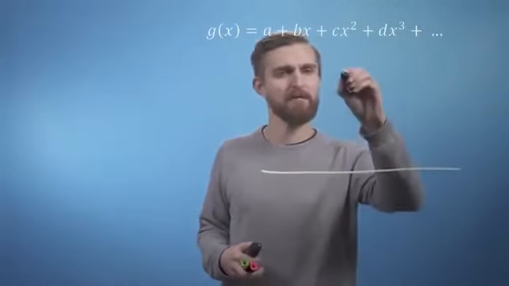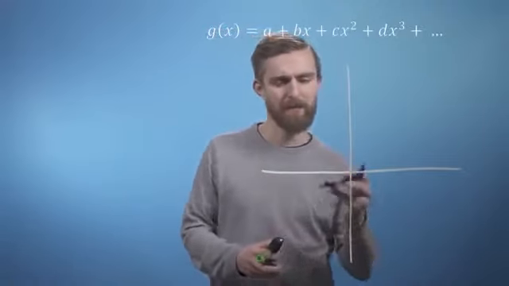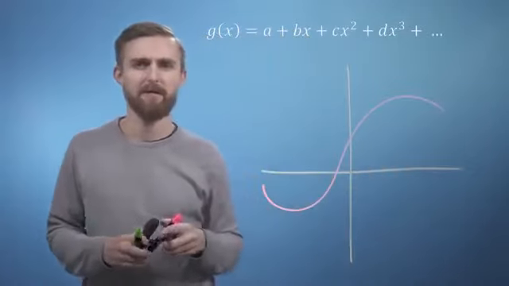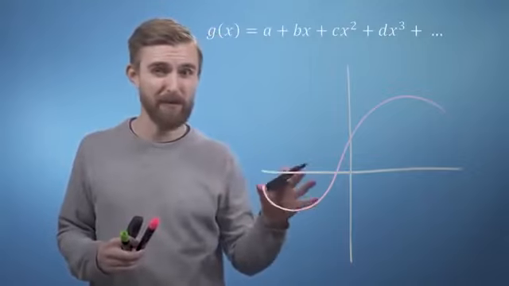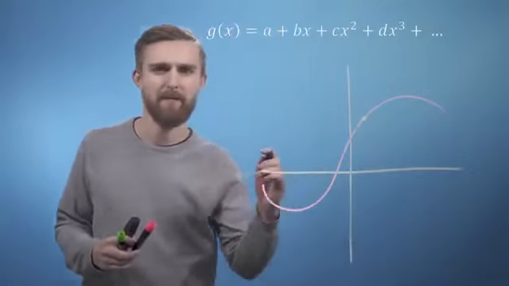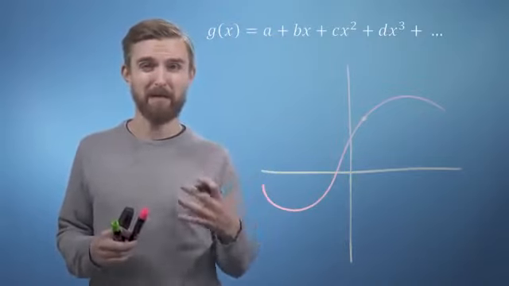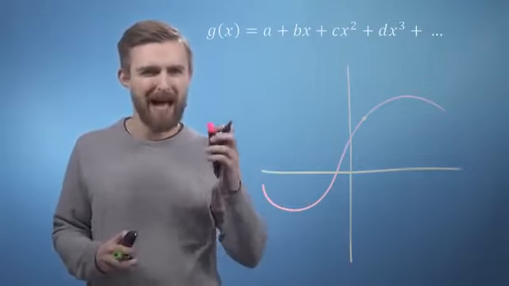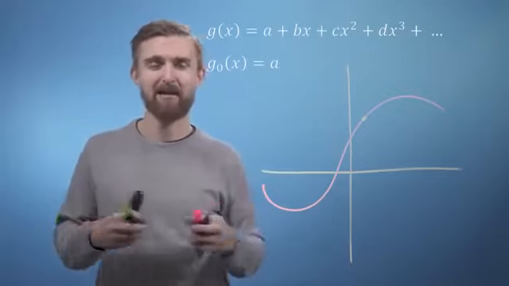If we start with something like this, where we have a function, and we're just making it up, perhaps shaped like this, all we're going to do is focus on one particular point on this curve. So let's say this point here. And then we're going to start building our function by trying to make it more and more like the point that we've chosen.